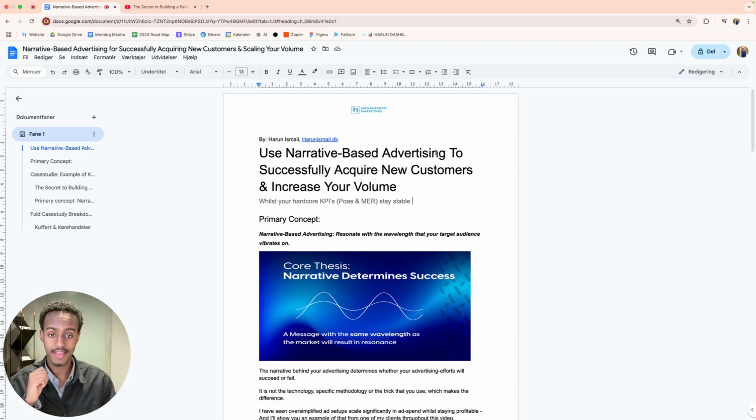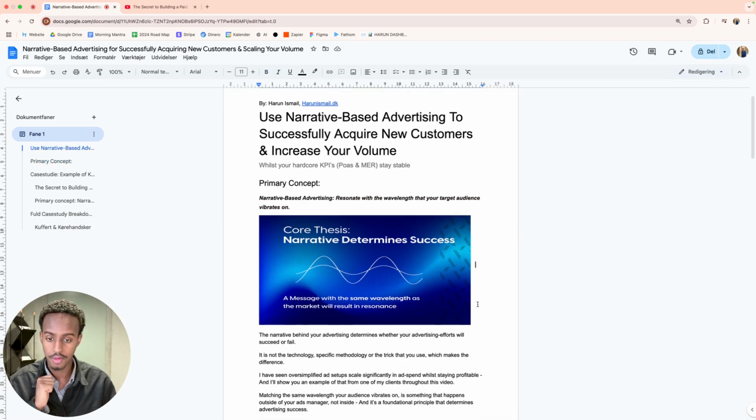Use narrative-based advertising to successfully acquire new customers and increase your volume whilst your hardcore KPIs such as POAS and marketing efficiency stay stable at scale. The primary concept that I want to talk about in this specific letter is narrative-based advertising. And that pretty much means that you as an advertiser must resonate with the wavelength that your target audience vibrates on. And as you can see here, call thesis narrative determines success.